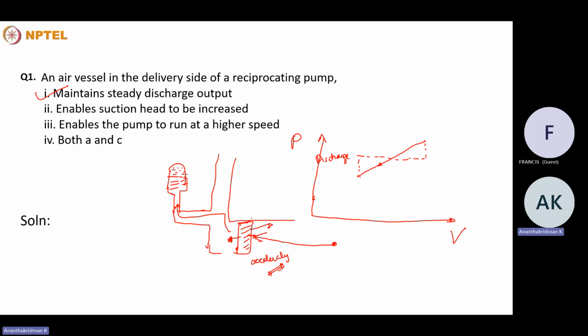So to compensate for that, to smoothen out this pressure difference and corresponding discharge rate, we use an air vessel in the discharge side. What it does is that it maintains a steady discharge output by smoothing out the oscillations in pressure as well as the jerk in the flow rate.